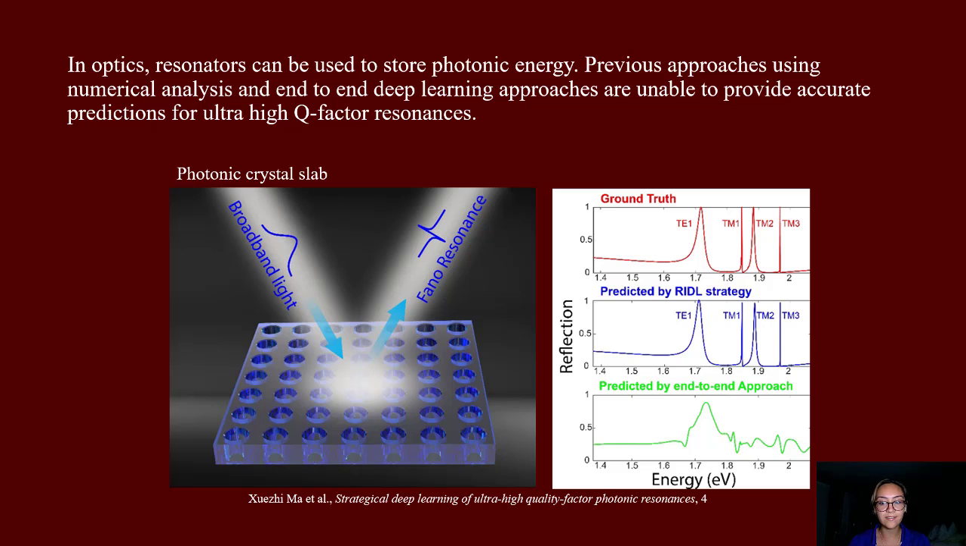These previous approaches are unable to provide accurate predictions for ultra-high Q-factor resonances. They are also limited in their process due to their long calculation time ranging from several hours to several weeks. The middle graph displays the results of the spectrum predicted by the RIDL strategy. The RIDL strategy can accurately predict high Q-factor resonances in a reduced amount of time, along with less training datasets, which is 10% compared to previous methods.